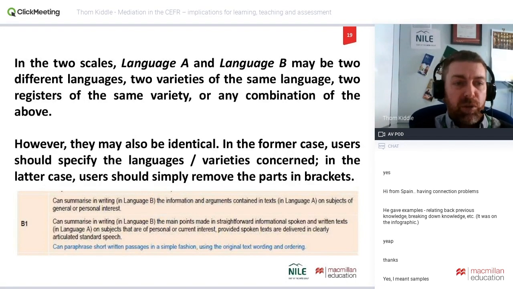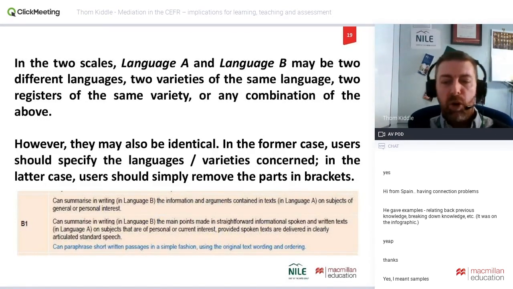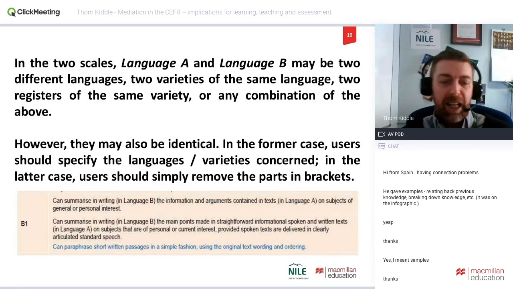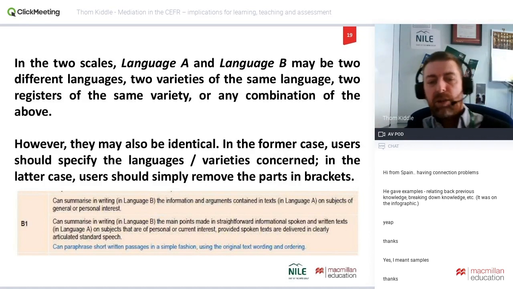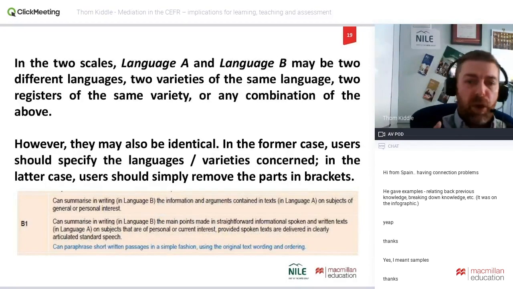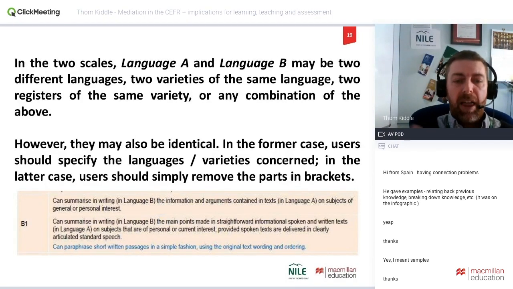Language A and language B may well be two different languages. However, they may be two varieties of the same language, two registers, two different sets of technical specification within the same variety of language, or any combination of the above. So that transition from formal to informal, from legalese to layman's terms, from a very dense, complex academic text into something that's accessible to someone without the specialist knowledge. All of those are also to be described by the terms language A and language B.